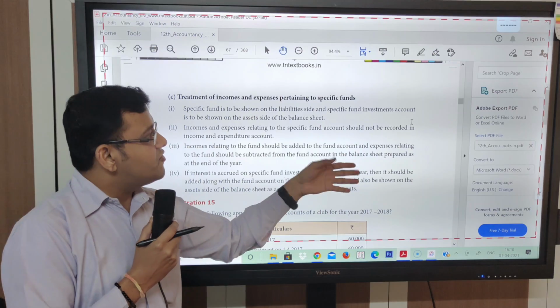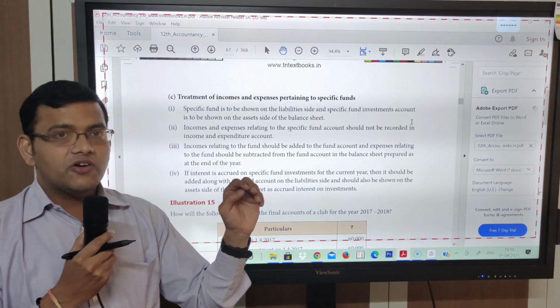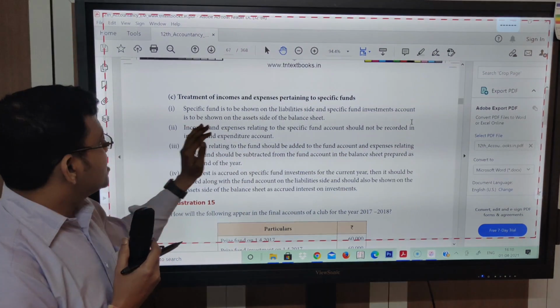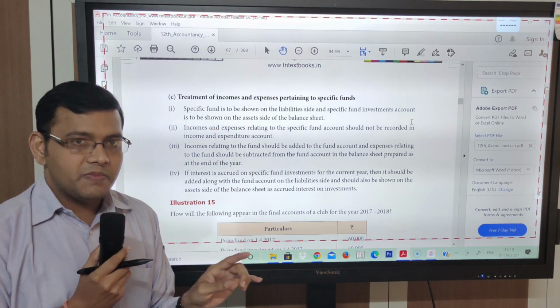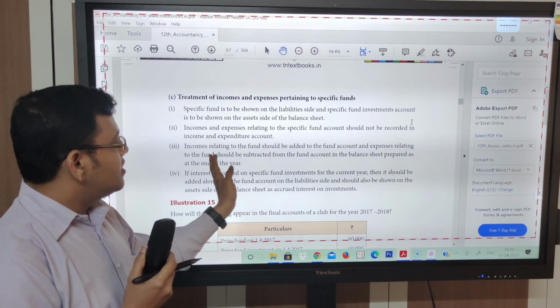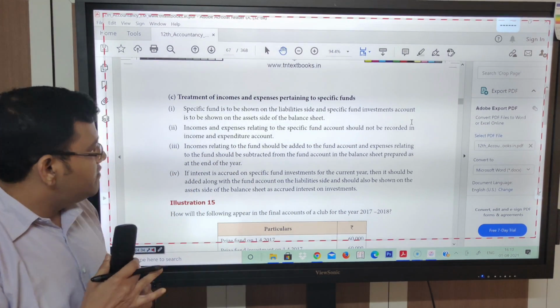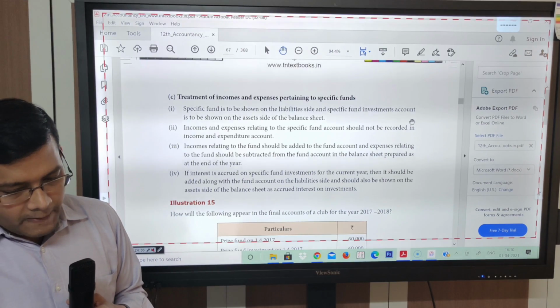Suppose there is a specific fund investment, that will be shown as part of the asset side. The income and expenses related to this specific fund will not be recorded in the income and expenditure account. They will be adjusted in the fund itself. So we will be seeing that in this problem.